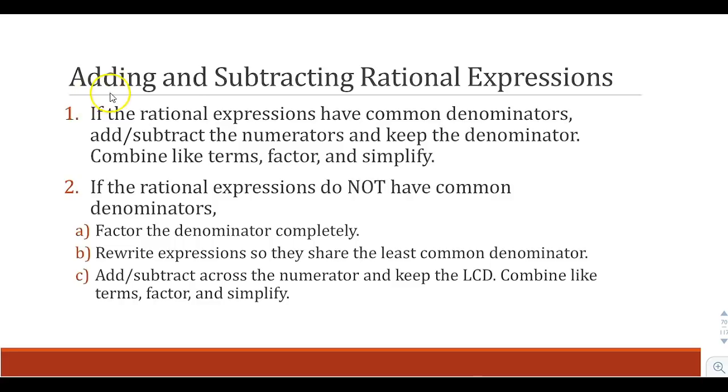Let's briefly go over the strategy for adding and subtracting rational expressions. First, if the rational expressions have common denominators, like the example we just did, we simply add or subtract the numerators and we keep the denominator. We combine our like terms, we factor, and we simplify. But if the rational expressions do not have common denominators, we have to factor the denominator completely and rewrite the expressions so that they share the least common denominator, just like regular fractions. And then we can add or subtract across the numerator, keep the LCD, and combine the like terms, factor, and simplify.